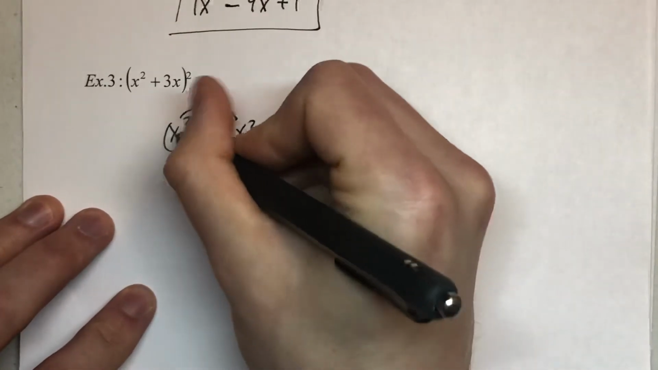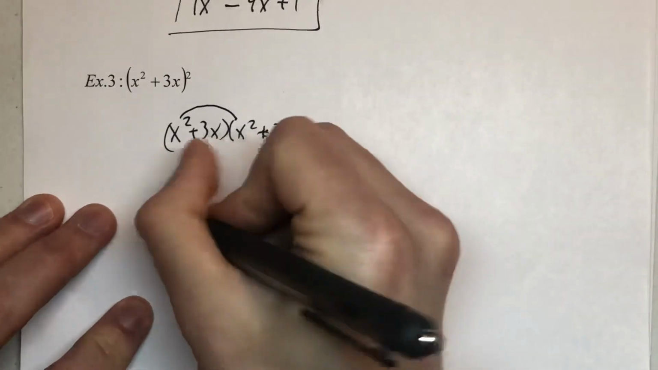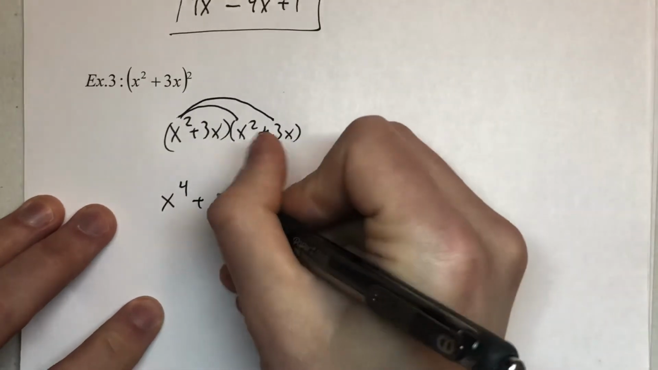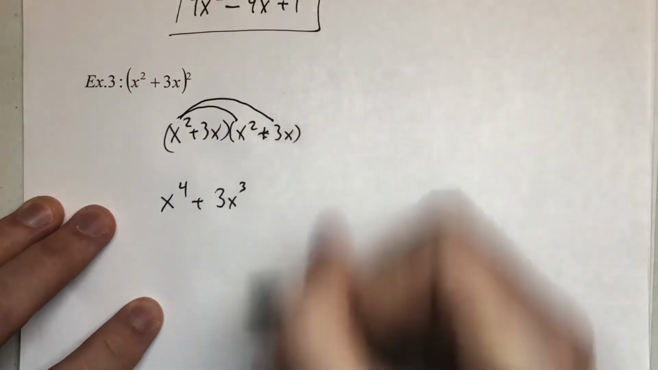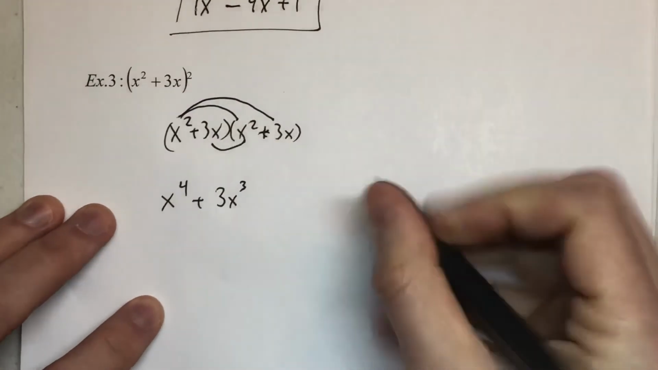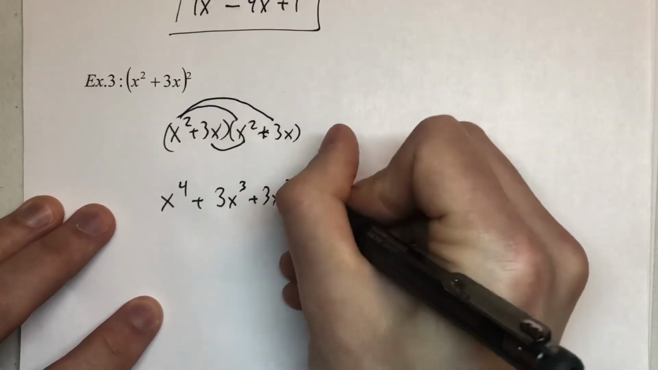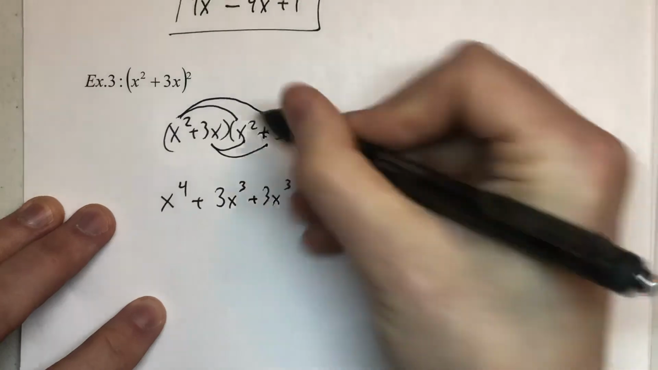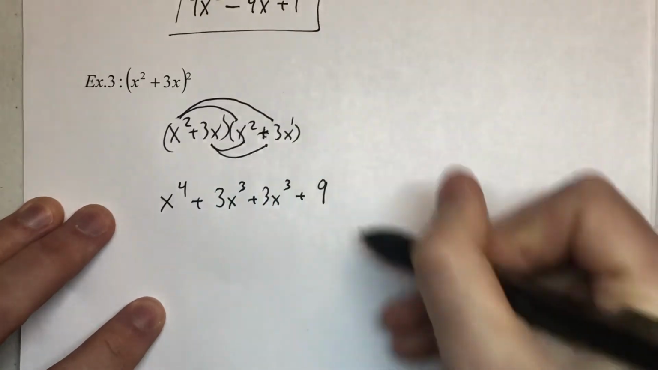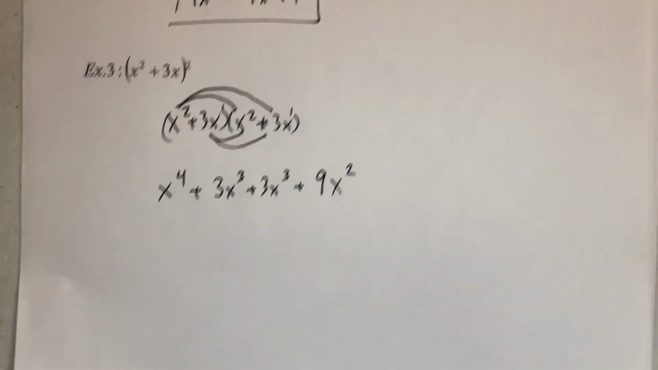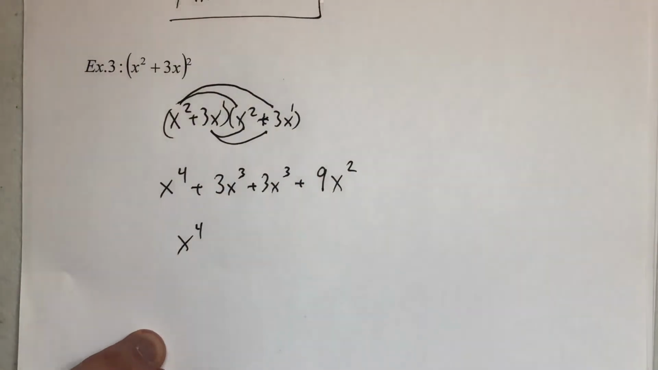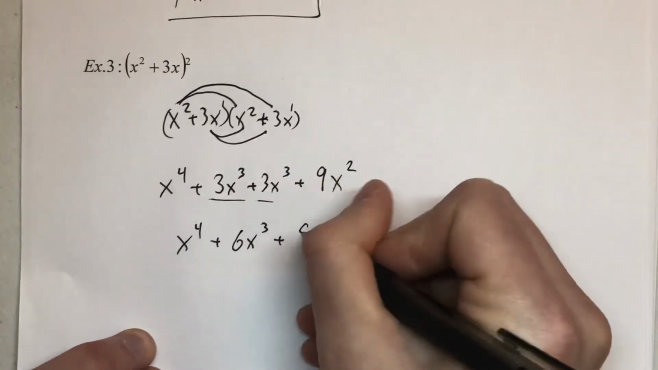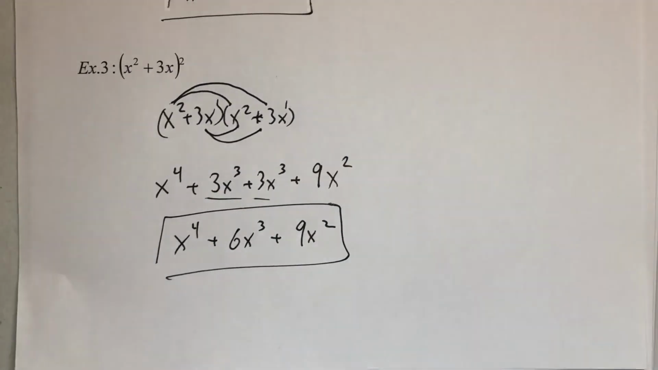So now, first arc, x squared times x squared, we're going to add those exponents and get x to the 4th. X squared times 3x, again, it's x to the 1st, so that'll be 3x to the 2 plus 1, 3. The next arc, 3x times x squared is another 3x cubed. And the last arc, 3x times 3x, 3 times 3 is 9, and x times x, again, x to the 1st, x to the 1st, gives you x to the 2nd. And then, once you got your 4 arcs for 4 terms, we combine those middle terms that are like terms, and get 6x cubed. And there's our final answer.